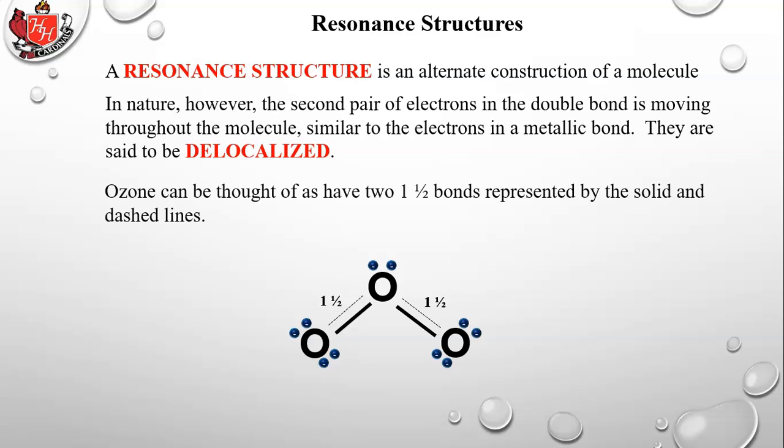So ozone can be thought of as having two 1.5 bonds represented by the solid line and the dashed line. That's really a more correct representation of what's going on there. That extra pair of electrons that was showing as a double bond is really not just staying over on one side. It's actually buzzing around in between all three of those oxygens, kind of like a metallic bond where they run around in the electron sea model. So that's another representation, and that's actually a more accurate representation of a resonance structure.